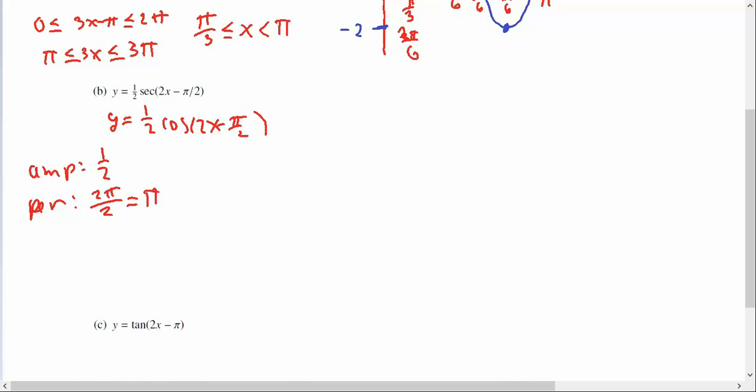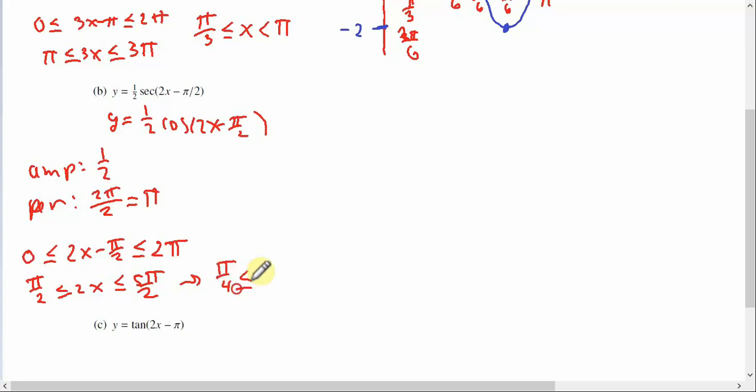And there's no vertical shift, but there will be a horizontal shift that we'll figure out by setting the argument, 2x minus pi over 2, on the interval. We'll solve the inequality for that being greater than 0 and less than or equal to pi. So I'll first add pi over 2 to all 3 sides. Well, this is 4 pi over 2, so when I add pi over 2, I'll get 5 pi over 2. And then when I divide by 2, I'm going to get pi over 4 less than or equal to x less than or equal to 5 pi over 4.